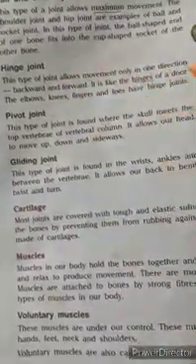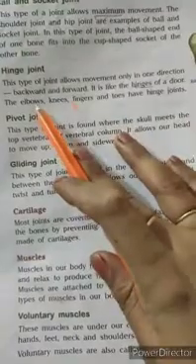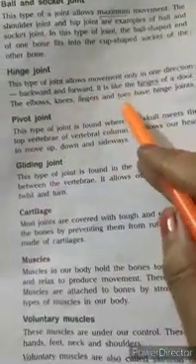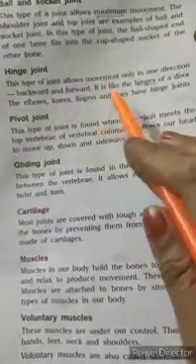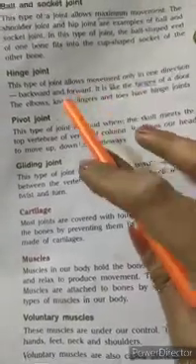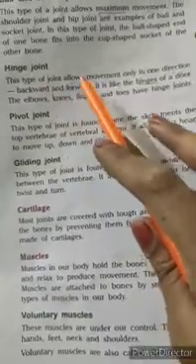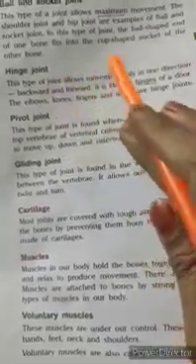Where is it found in our body? It is found in elbows, knees, fingers and toes. You can move your body parts at these places and you can find that they can move only in backward and forward direction. So that's why it is called hinge joint.